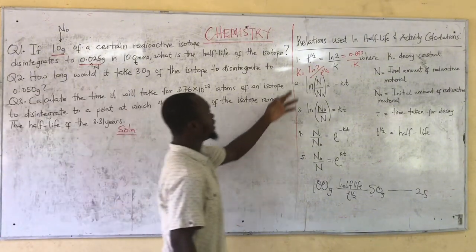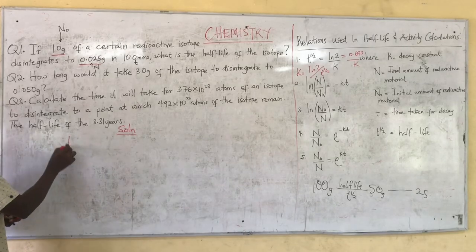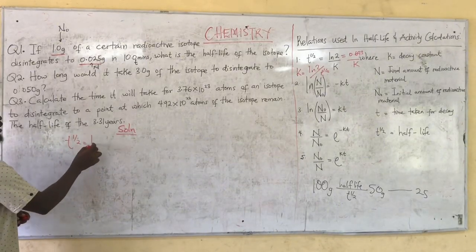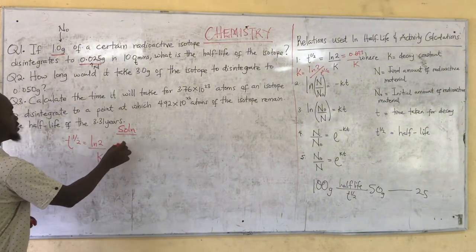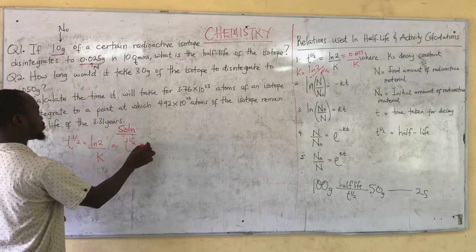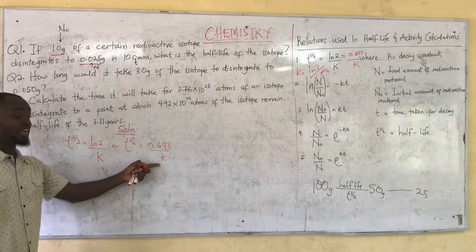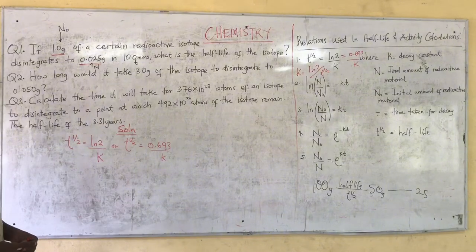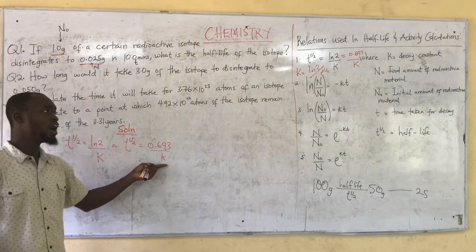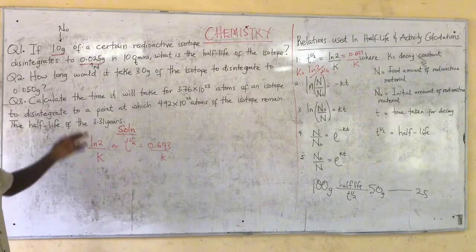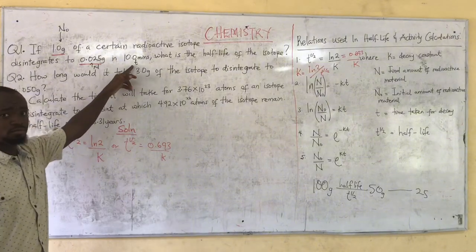So over here we said T half is equal to ln 2 over K, or T half is equal to 0.693 over K, where K is the decay constant. So in this question, before we can get our half-life, we need the value of what? K. How do we get the value of K? We have N naught and then we have N. We also have T. Is that okay?